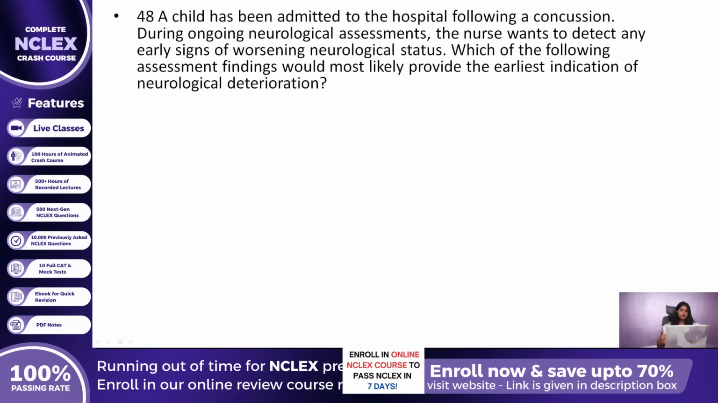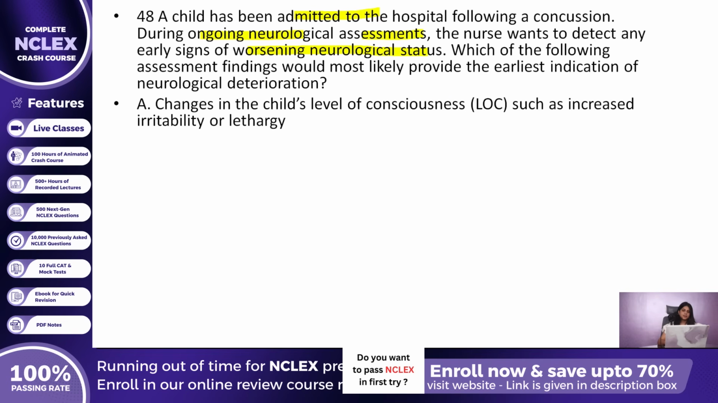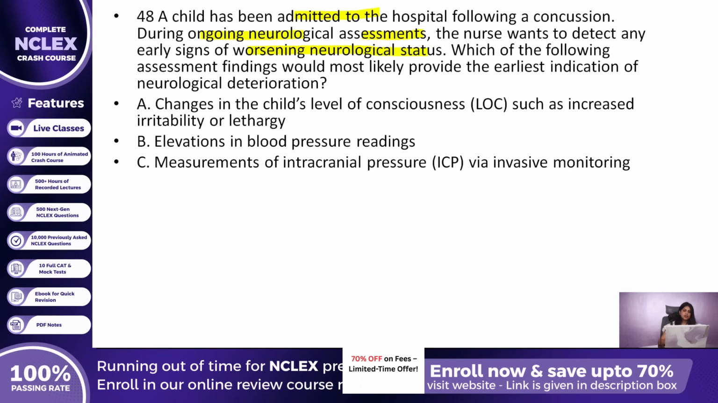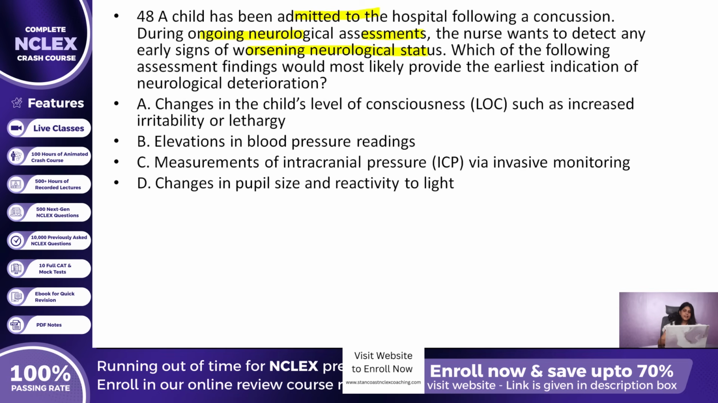Moving to the next question. 48. A child has been admitted to the hospital following a concussion. During ongoing neurological assessments, the nurse wants to detect any early signs of worsening neurological status. The options are option A, changes in the child's level of consciousness, LOC, such as increased irritability or lethargy. Option B, elevations in blood pressure readings. Option C, measurements of intracranial pressure, ICP, via invasive monitoring. Option D, changes in pupil size and reactivity to light.